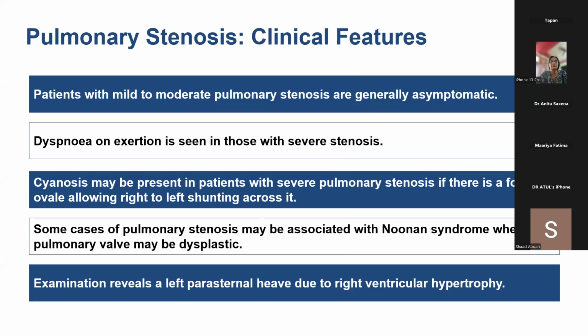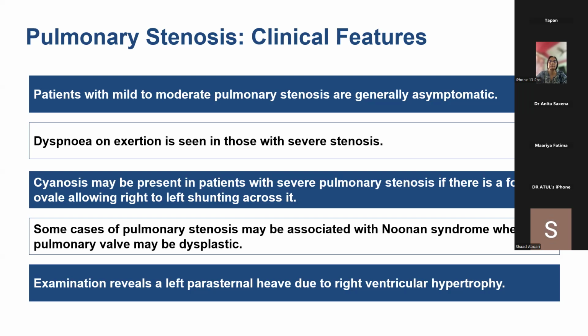Even severe stenosis can be asymptomatic, but yes, they can get some fatigue and dyspnea on exertion. Cyanosis is generally not a feature of valvular pulmonary stenosis, but in case there is severe pulmonary stenosis and there is a PFO, patent foramen ovale, or an ASD, then you can have right to left shunt across it, and some people like to call it trilogy of Fallot. And there could be some syndrome associated with this condition, specifically Noonan syndrome, where not only is there pulmonary stenosis, even the valve is abnormal and is often dysplastic. And I'll tell you why it is important to understand that.